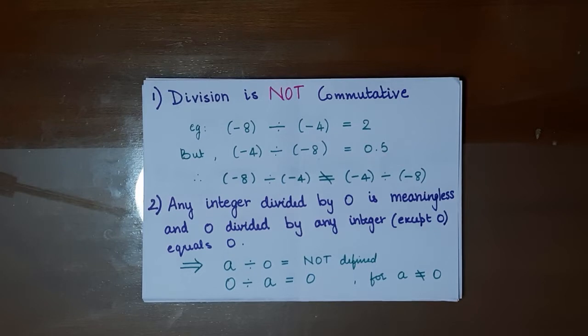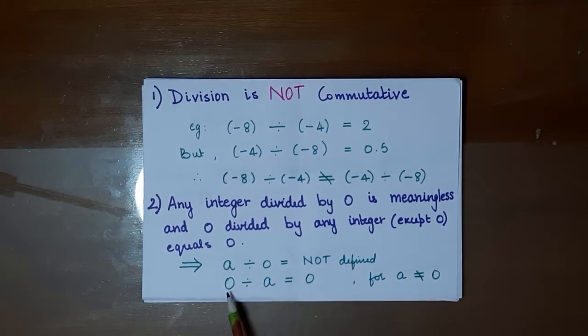Next property. Any integer divided by 0 is meaningless. If you divide any integer by 0, it has no meaning, not defined. And 0 divided by any integer except 0 equals 0. When you divide 0 by any integer except 0, the answer is 0. In general, a divided by 0 is not defined. 0 divided by a is equal to 0 except for a equal to 0. That is, a should not be equal to 0 here.